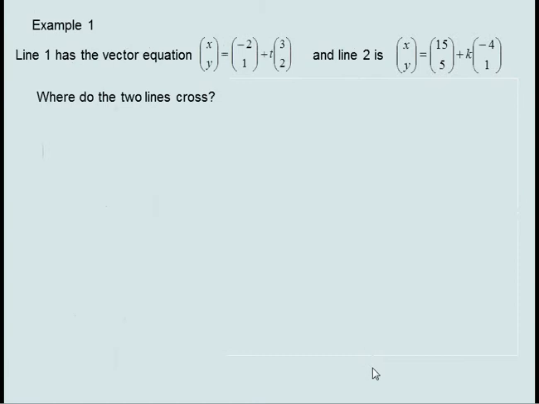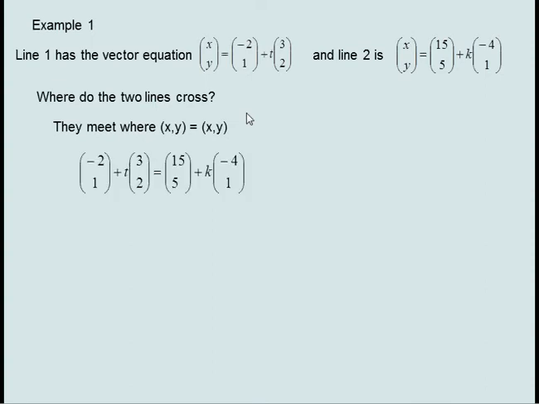Okay, a further example: you've got vector equations of two lines. Where do these two lines cross? Well, when we had Cartesian equations, we'd always put y equals y. Now we can put r equals r. It's where they meet, so xy has to be equal to xy. So we equate the two of them.